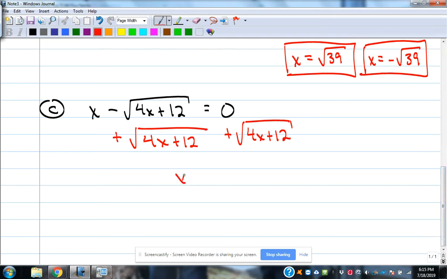And that's going to get us x is equal to the square root of 4x plus 12. So the square root's on the right-hand side this time. It doesn't matter which side it's on, as long as it's by itself. Okay.